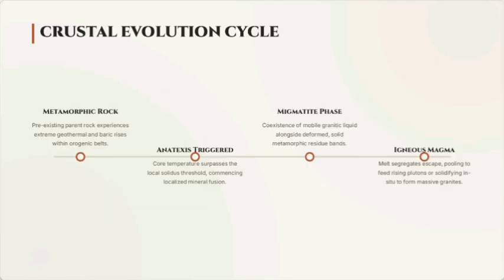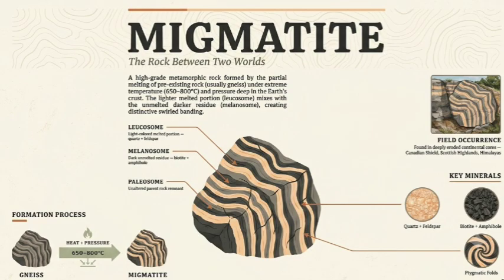Migmatites are important in geology because they represent a transition between metamorphic and igneous rocks. They provide valuable evidence about the geological processes occurring deep beneath the Earth's surface and help scientists understand crustal evolution and mountain-building events. In summary, migmatite is a mixed rock formed through partial melting during high-grade metamorphism, making it an important link between metamorphic and igneous processes.